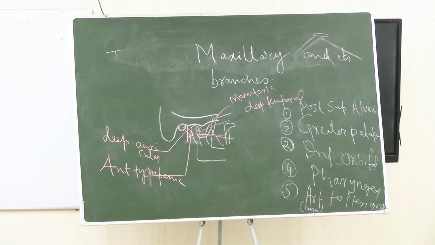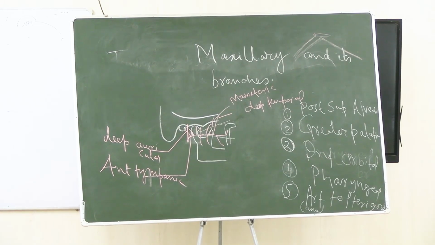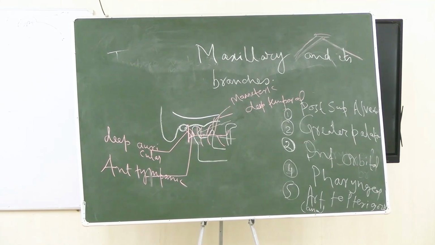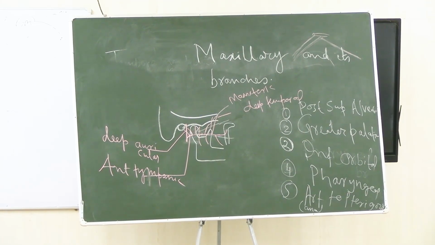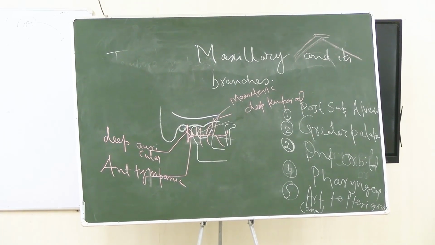A direct communication is from the angular vein. The supraorbital and supratrochlear veins form the angular vein at the inner canthus, and that angular vein is connected by the superior ophthalmic vein directly to the cavernous sinus. So the draining area of this vein is the dangerous area of the face.